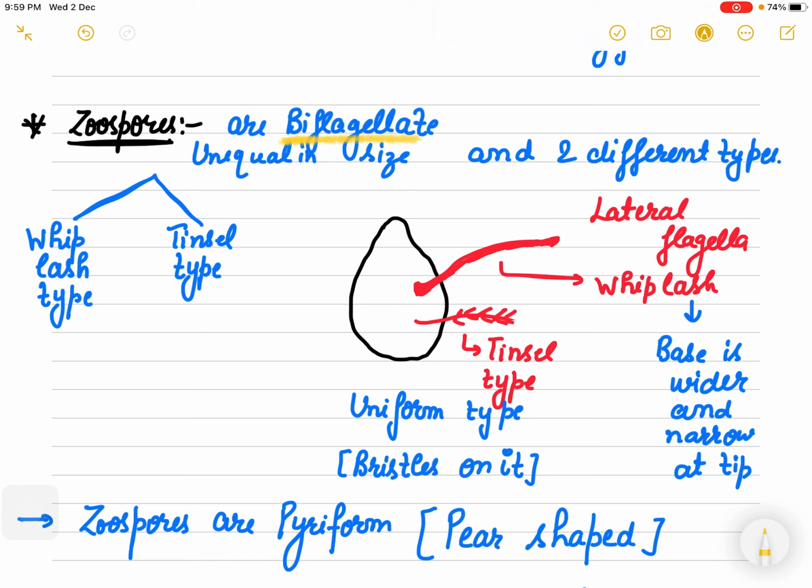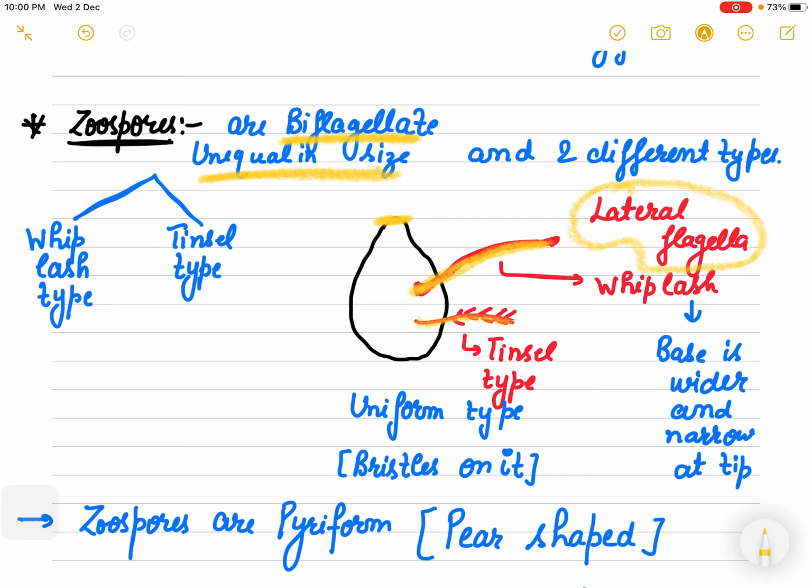Zoospores are biflagellate, but they are unequal in size, not like the Chlamydomonas you saw in green algae. Here the flagella are unequal in size, and the flagella are not at the tip. If you can see, the flagella are on the lateral sides. This type of flagella is known as lateral flagella.